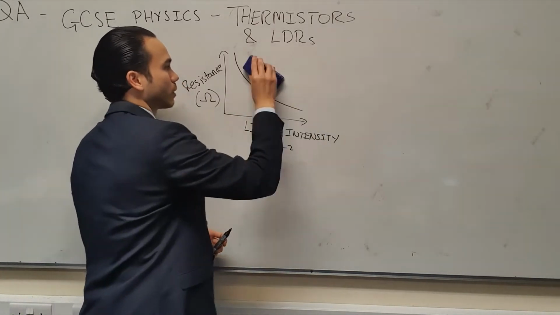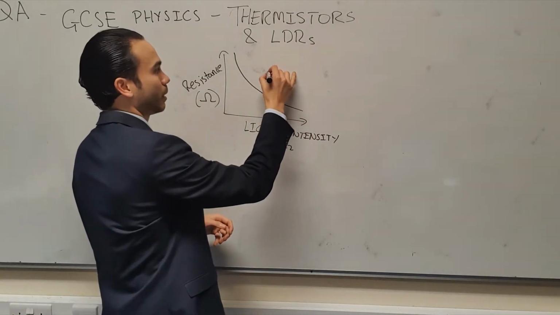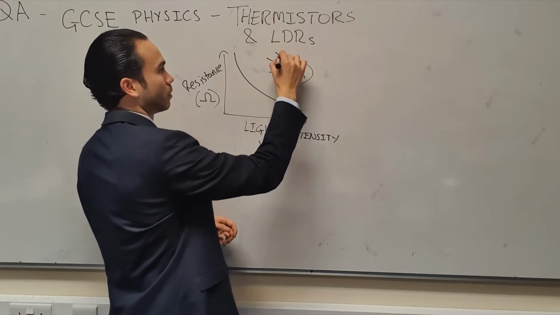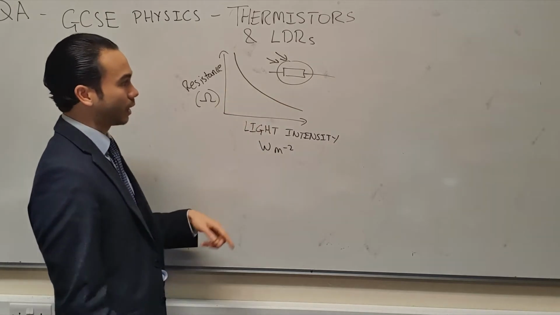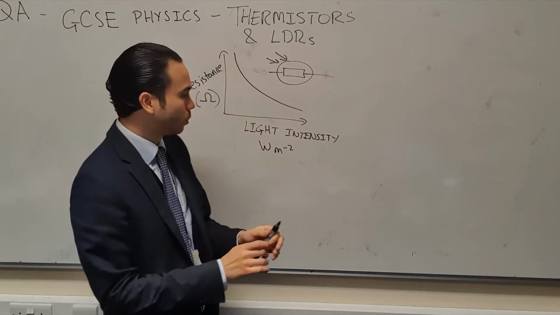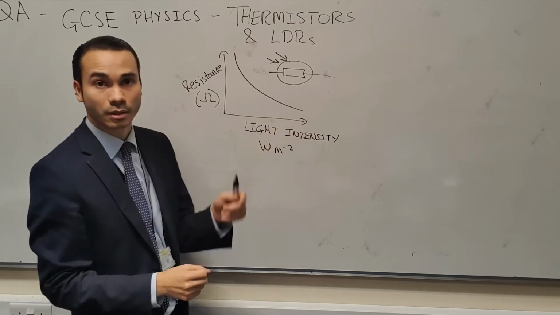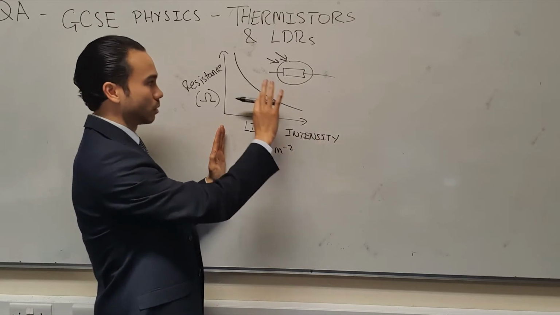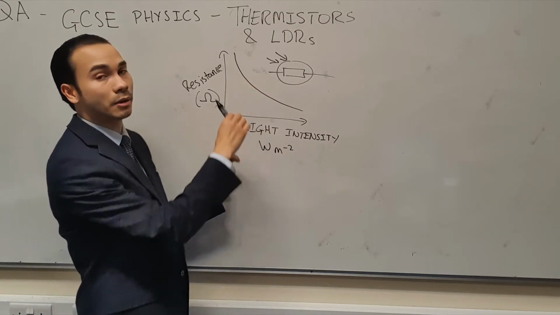Let me just draw the circuit symbol for a light-dependent resistor. There we go. So what is it telling us? Bear in mind, all I did was change the x-axis to light intensity. From temperature to light intensity, it's telling us at high light levels, the resistance decreases. At low light levels, we have a high resistance.